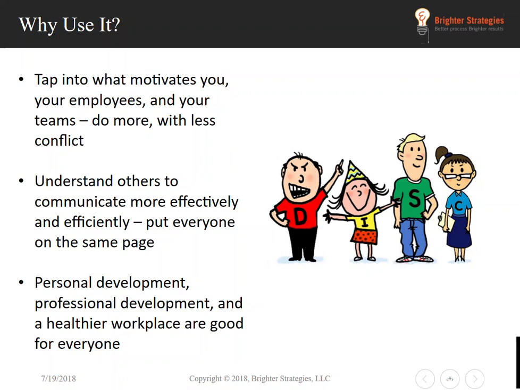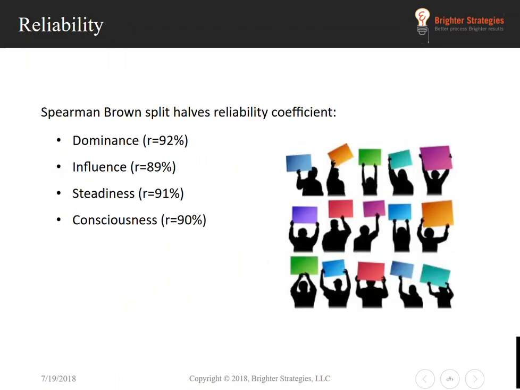So from an organizational context, DiSC is a great tool as you start thinking about how do I build a healthier workplace? How do I get people to deal with conflict? How do I get people to work together, be on the same page, and to think about the work from a behavioral perspective? The DiSC assessment has been evaluated many times over. The Spears-Bowman split halves reliability coefficient, which essentially is a psychometric assessment of reliability.